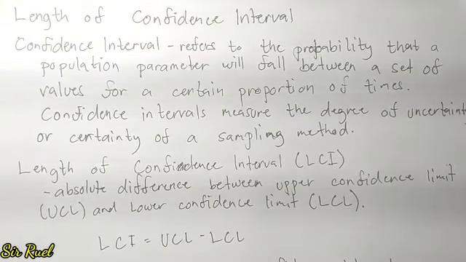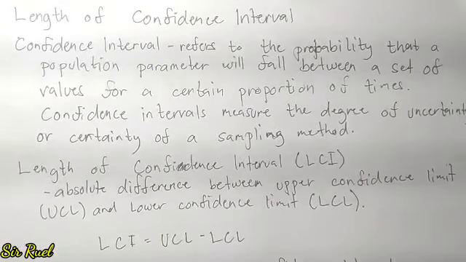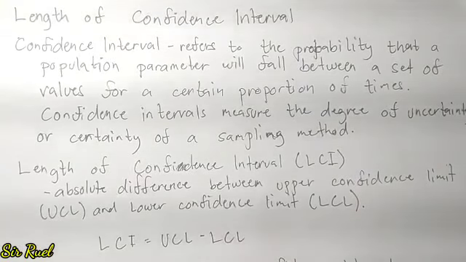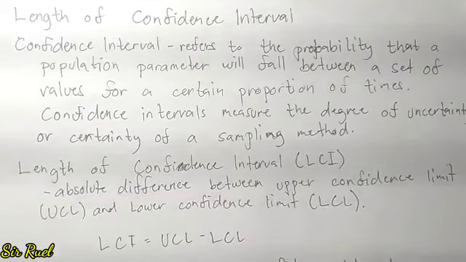Okay, so good day. Welcome again to our new lesson, which is the length of confidence interval. Confidence interval refers to the probability that a population parameter will fall between a set of values for a certain proportion of times. Confidence intervals measure the degree of uncertainty or certainty of a method.